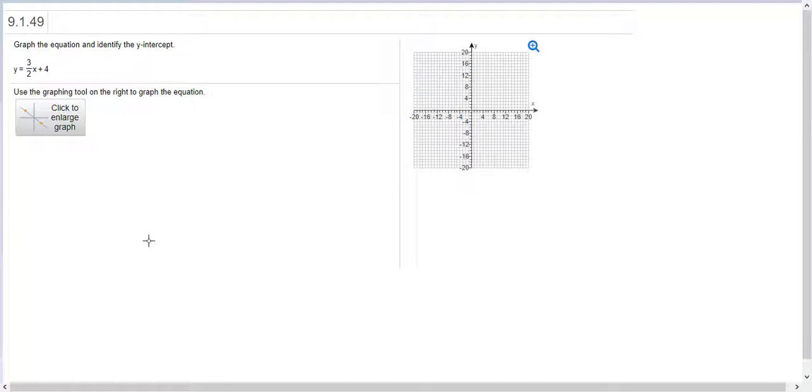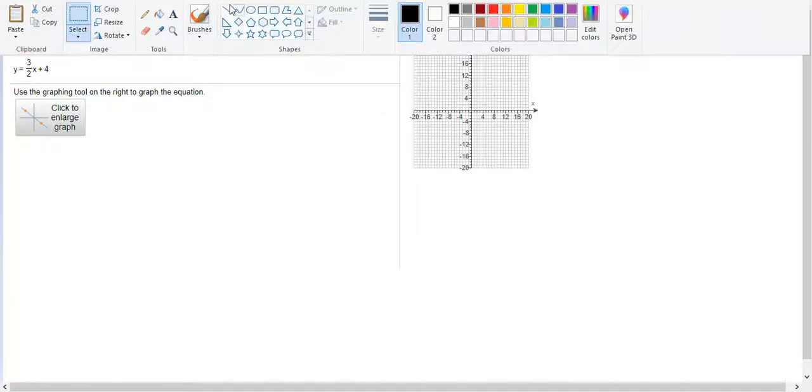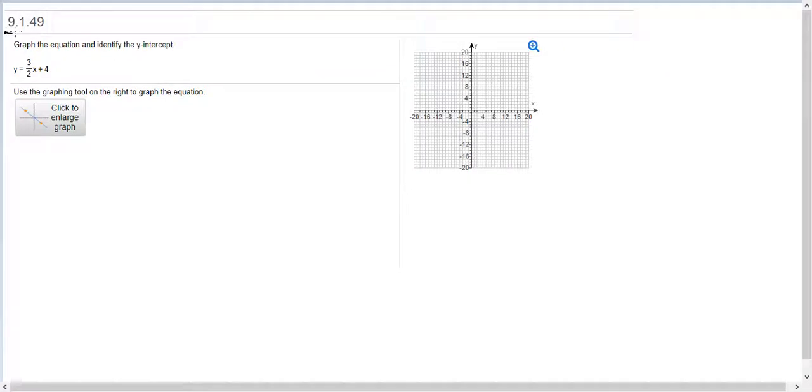In this question, they're asking this question here in section 9.1. When you're in 9.1, they don't expect you to know how to do this the fast way. So let me show you how to do it the long way, and then I'll show you how to do it the fast way. The long way is we create a table of x and y values, and then we choose some arbitrary values of x and find out what y has to be.